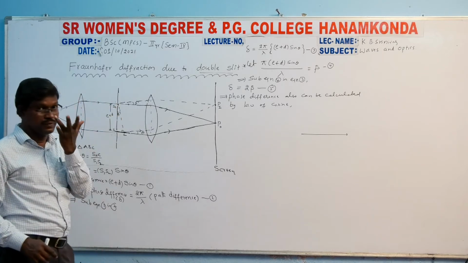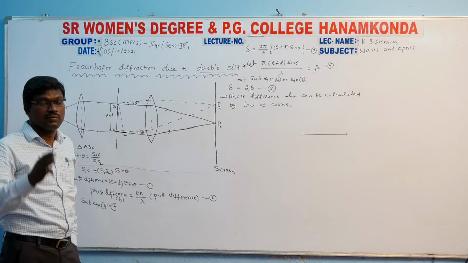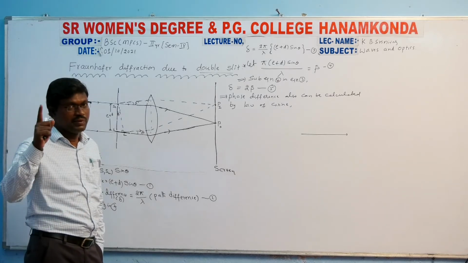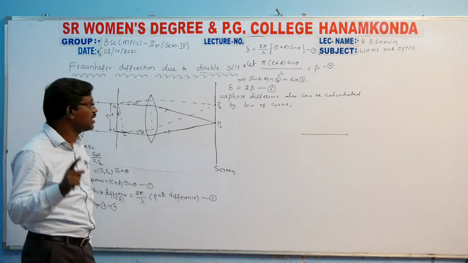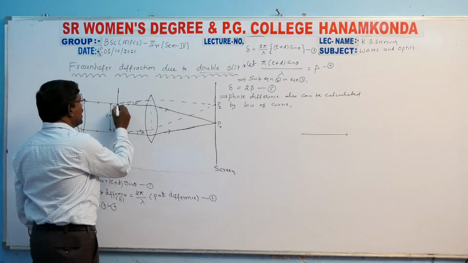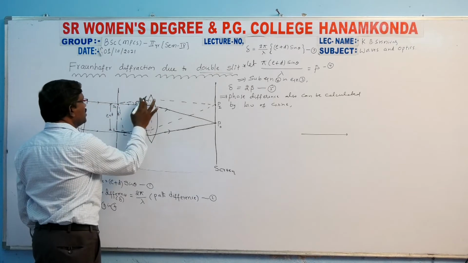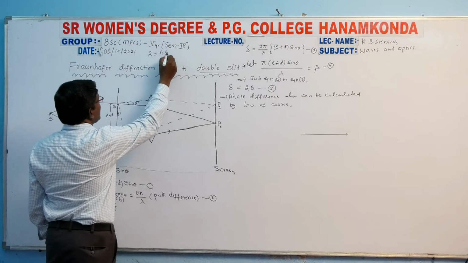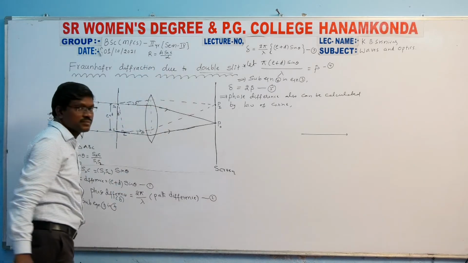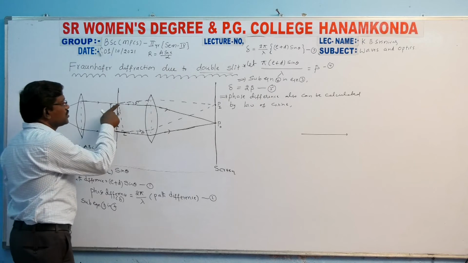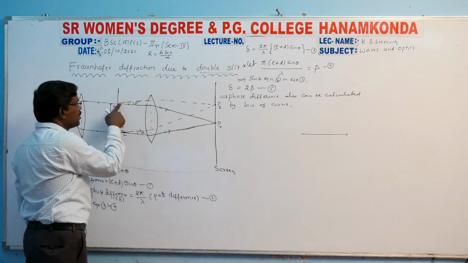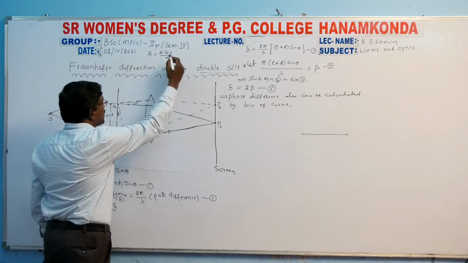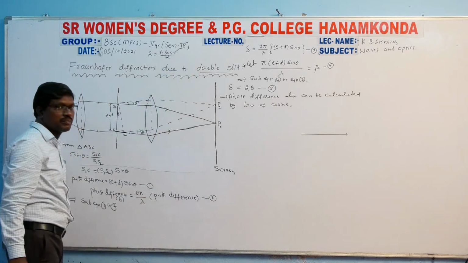Already we have derived Fraunhofer diffraction due to single slit. Just remember, Fraunhofer diffraction due to single slit. There I have calculated the resultant amplitude due to single slit as R equal to A sin alpha by alpha. So this is one wave which is coming from a single slit. Let the amplitude of the first wave be A sin alpha by alpha.